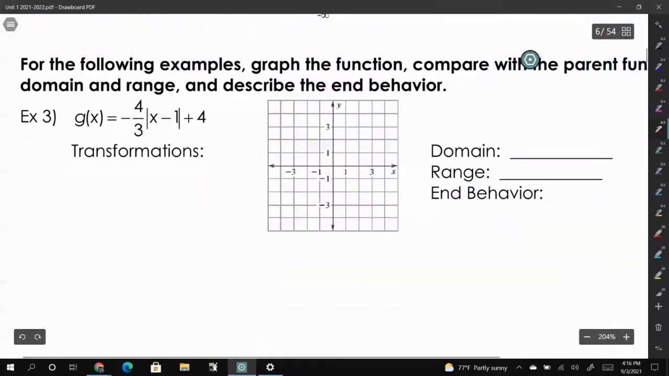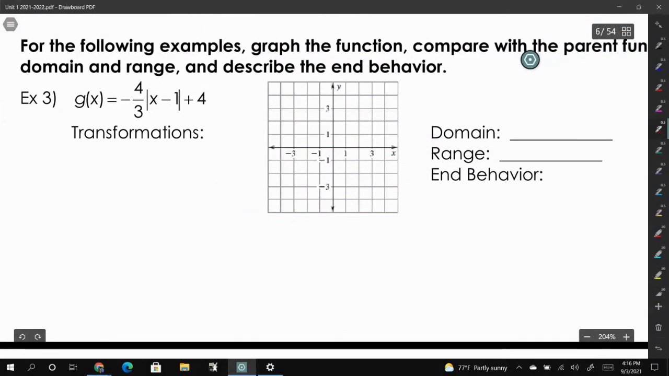So let's graph this. So a little bit of review from yesterday. We're going to graph this. We're going to do the transformations, and then we're going to go and talk about domain, range, and end behavior. The transformations, that's always R, S, T. We have a negative sign, so we do have a reflection over the x-axis.